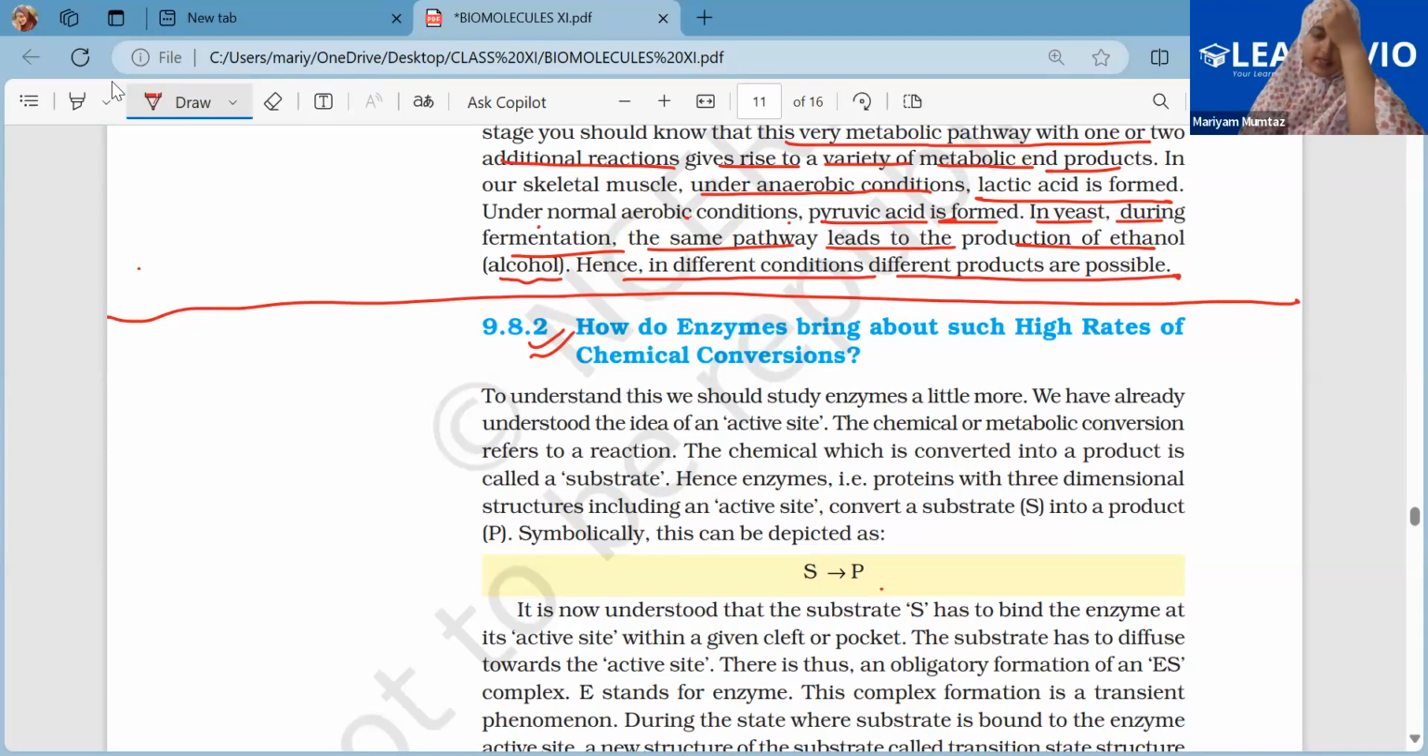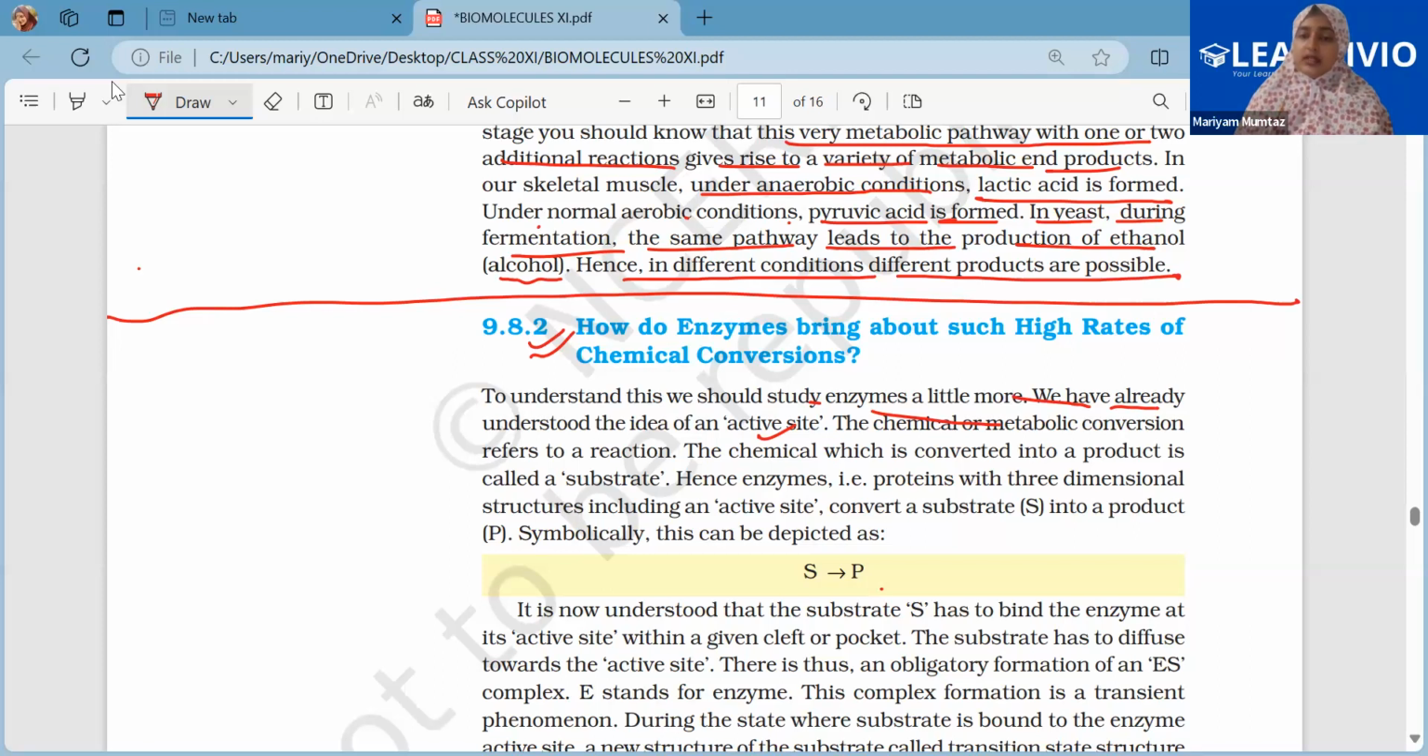What is the structure of enzyme? Tertiary structure, okay? So to understand this, we should study enzymes a little more. We have already understood the idea of an active site. We know that when the enzyme is in its tertiary state, since it is folded upon itself, it has certain crevices or pockets, and we call that the active site because those are the sites where the substrates would come and bind to.